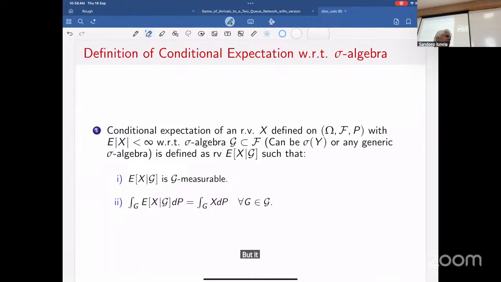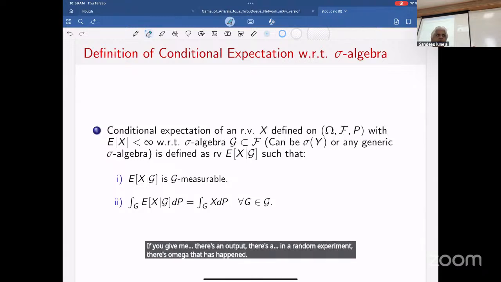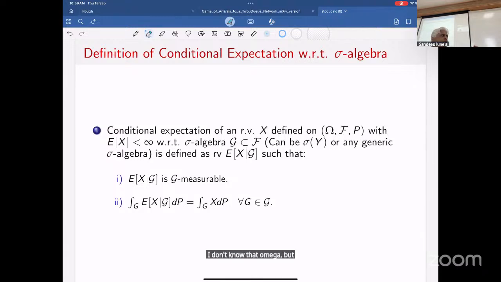But it really is, I know the sigma algebra G. What I really mean is, in a random experiment, there's an omega that has happened. I don't know that omega, but I know whether it belongs to each and every set of the sigma algebra G or not. So I have the information of G with me. What's my best guess of X given this information of G? That's a way to think about this. So for any omega, I know which set in G contains it. Now given this, what's my best guess for X?